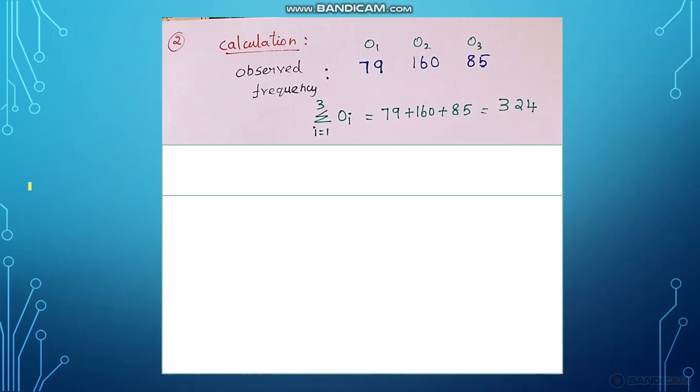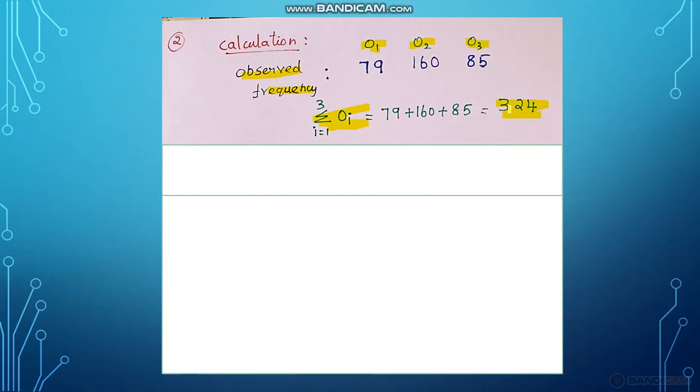Okay, so in the problem they gave the observed frequencies like this. O1 is 79, O2 is 160, and O3 is 85. The sum of O1, O2, and O3 gives 324. This is n, the total frequency.